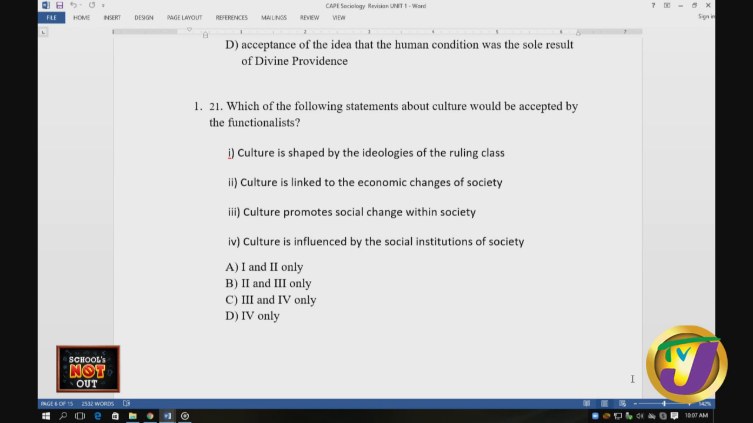Culture promotes social change within society. Yes, it does. And culture is influenced by the social institutions. So the last two, culture promotes social change within society, yes. And culture is influenced by social institutions of society. 3 and 4, that is correct.